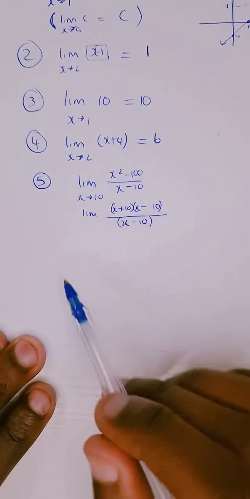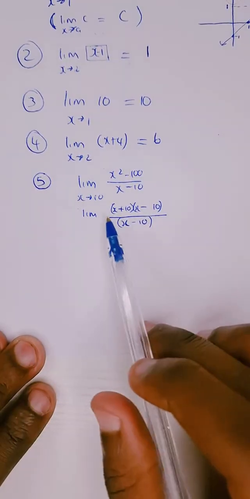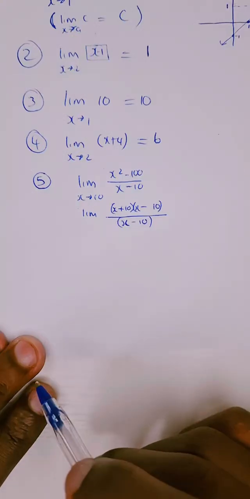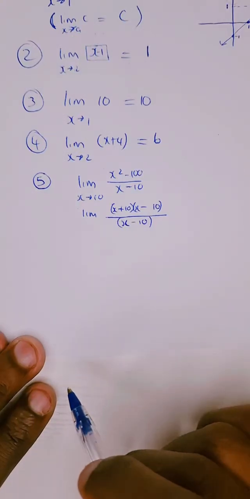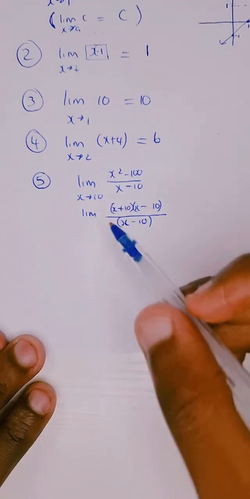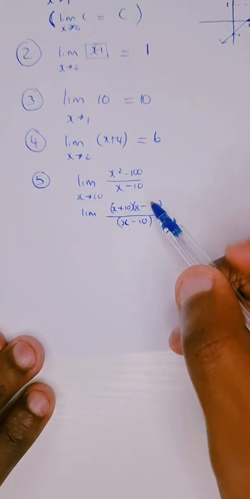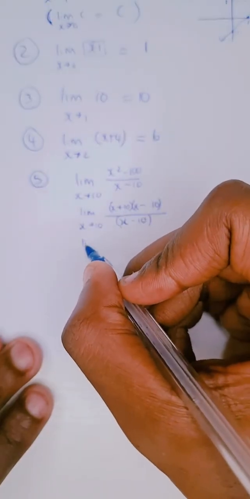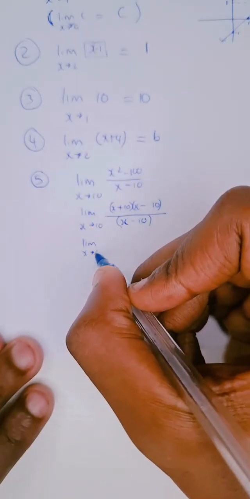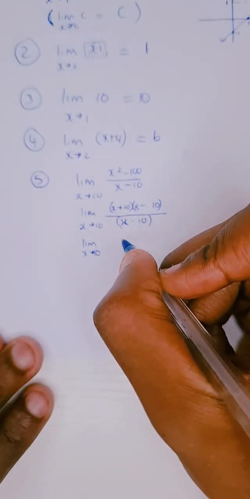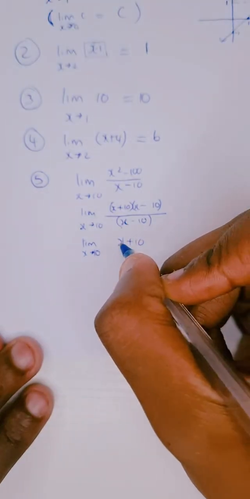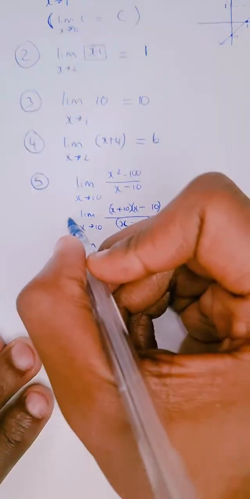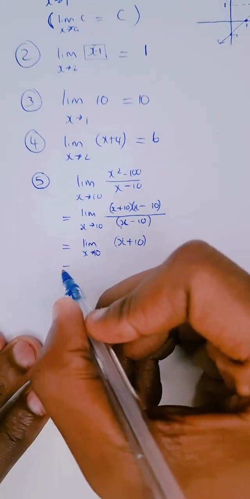When we have brackets like this, the relationship between the brackets is multiplication and division alone. Cancellation of common things, top and bottom, is allowed. So what do we do? x minus 10 and x minus 10 go. Let's not forget, as x approaches 10, we write the limit as x approaches 10 of x plus 10. So we are exactly where Presh basically said we could be.